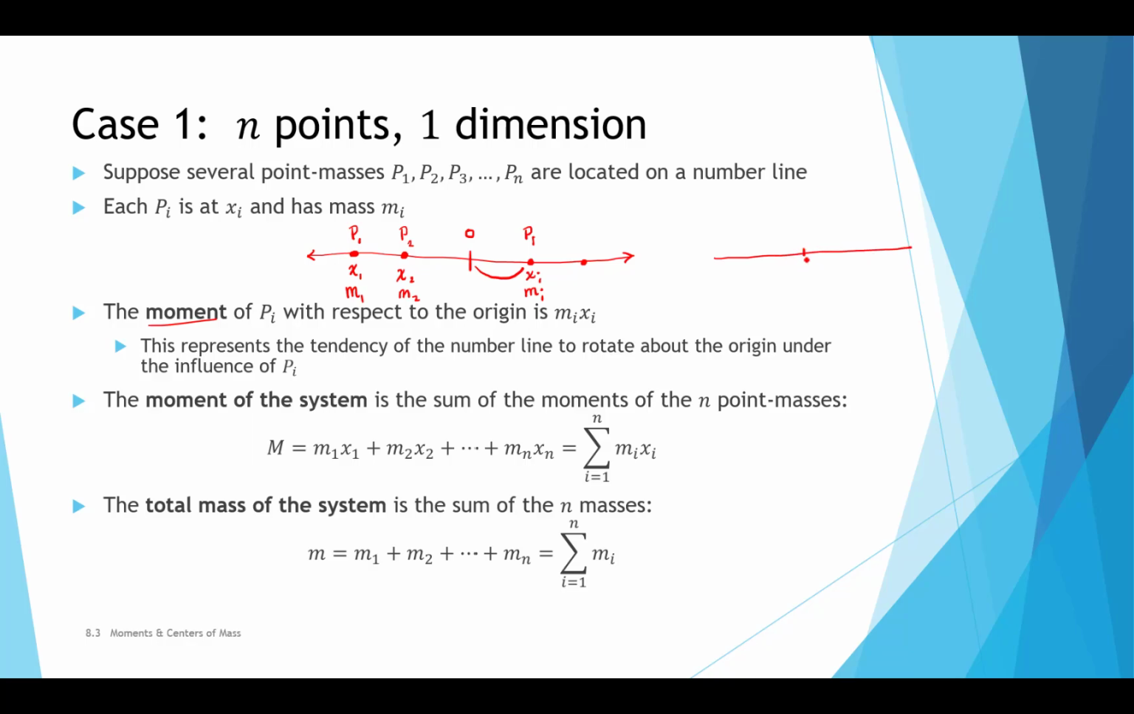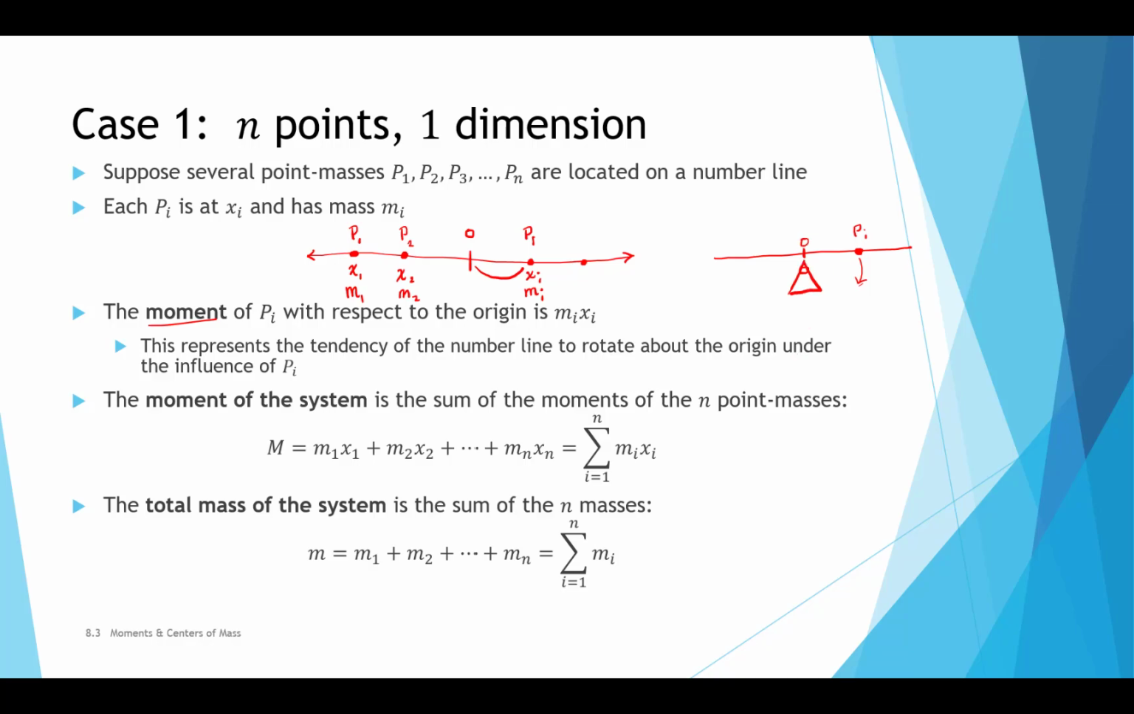So just to simplify, if this is 0, we can imagine this as the fulcrum of a seesaw or something like that. And so if we have this point, pi, then this is going to tend to make the number line kind of tilt this direction about the origin.